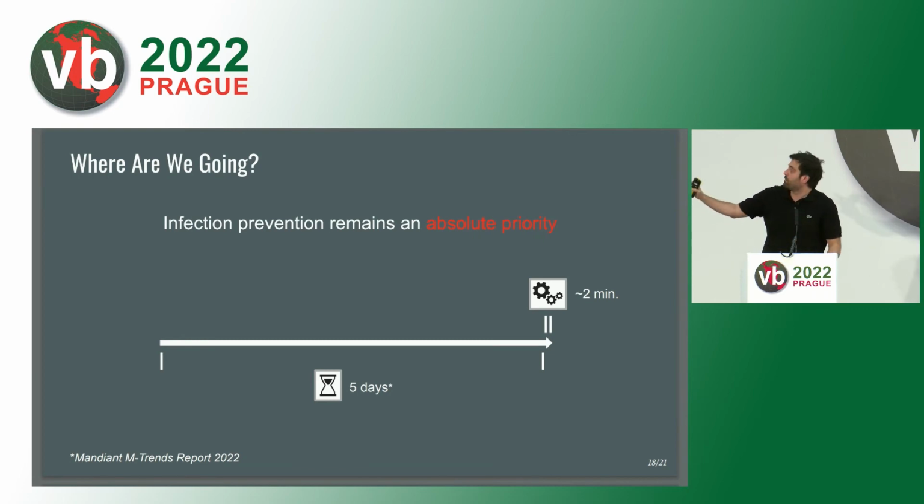For example, Mandiant noted in 2022, in a fairly recent report, that ransomware operators have an average dwell time of approximately 5 days before they detonate a ransomware, versus the couple of minutes that a ransomware may need to encrypt a system completely. Right, so definitely the conclusion here is that infection prevention is a priority for us.